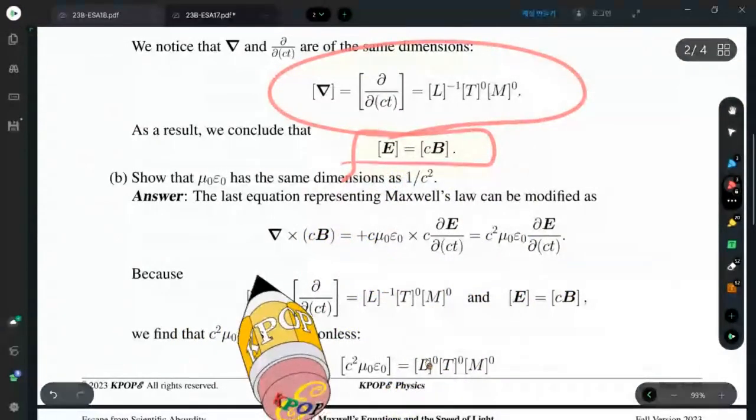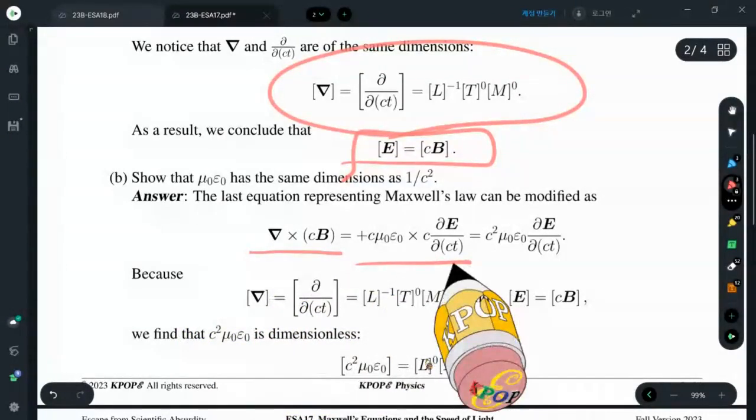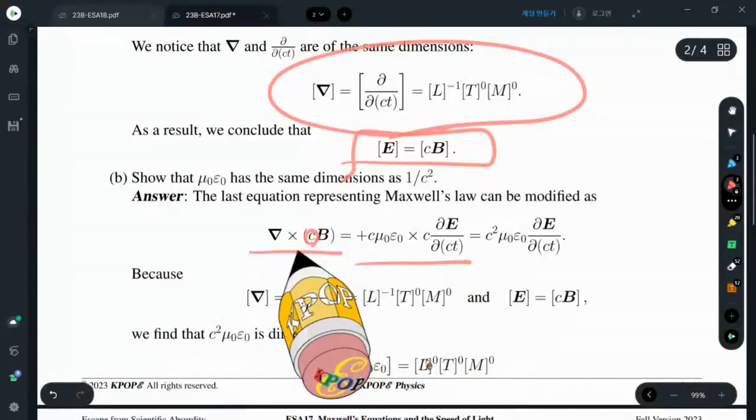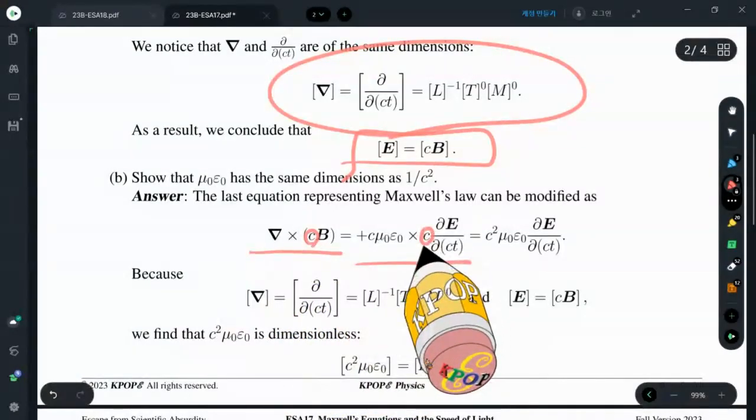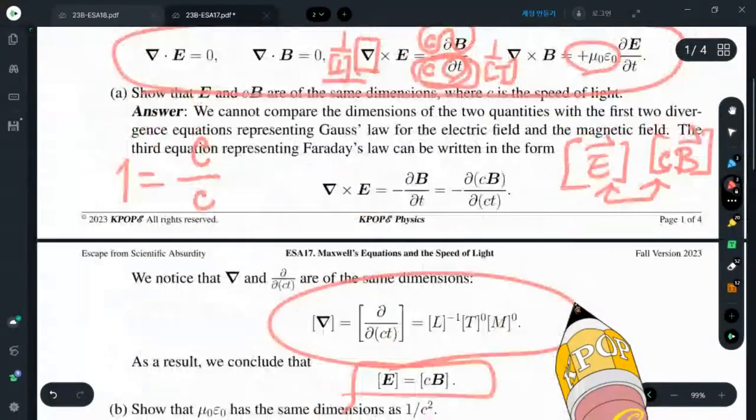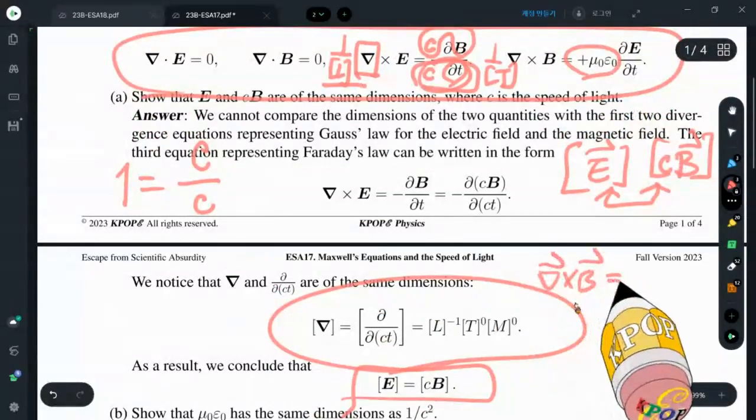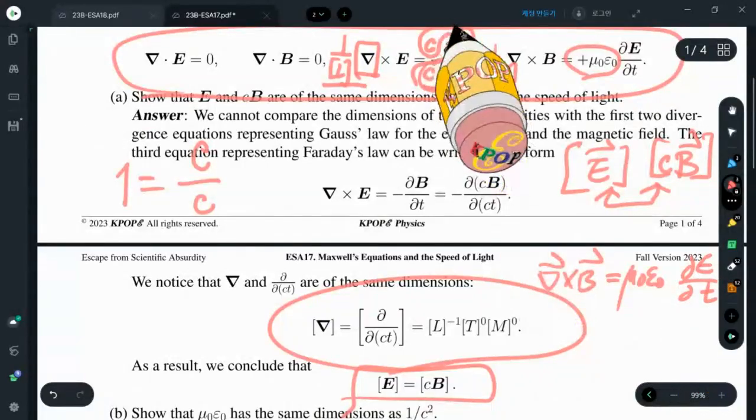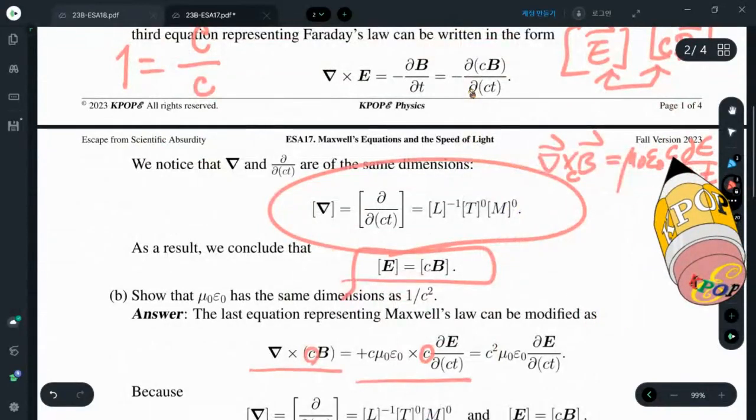So why don't we compute this? What's that? This is Maxwell's law. We have multiplied C in here. Then I also have to multiply C there. Let's see. We copy. Curl B equals mu 0 epsilon 0 times the time derivative of E. I multiply C here, then C must appear here.